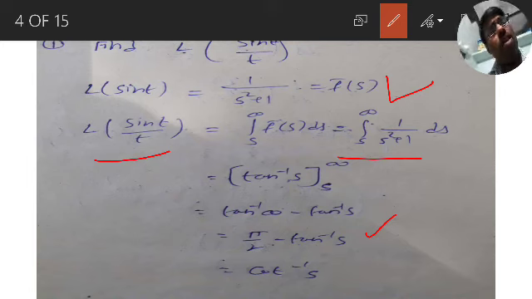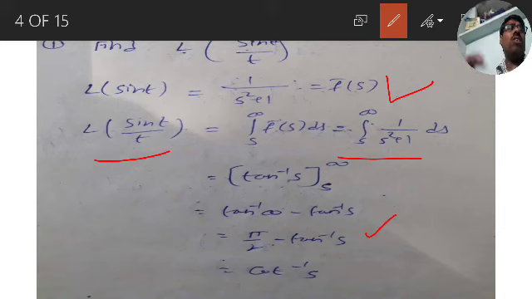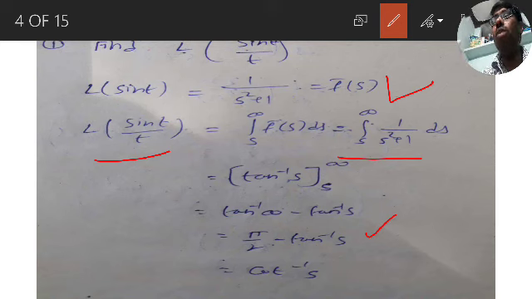But by inverse trigonometric functions, what do you have? Tan inverse s plus cot inverse s is equal to pi by 2. Tan inverse s to that side. Therefore, pi by 2 minus tan inverse s is equal to cot inverse s.